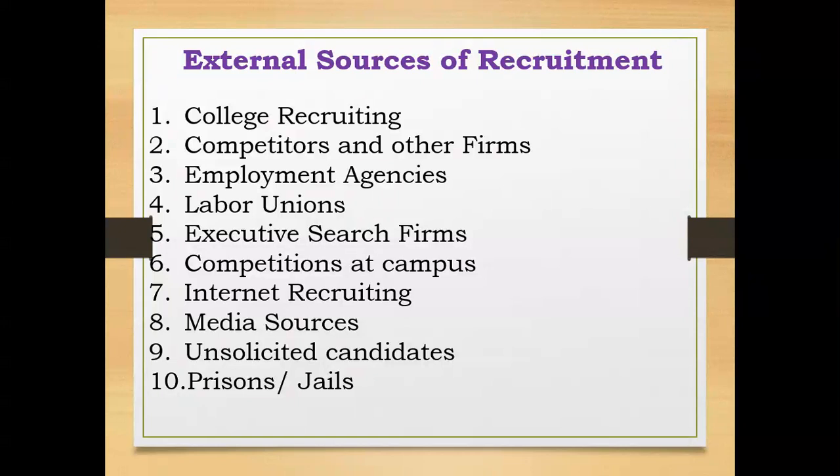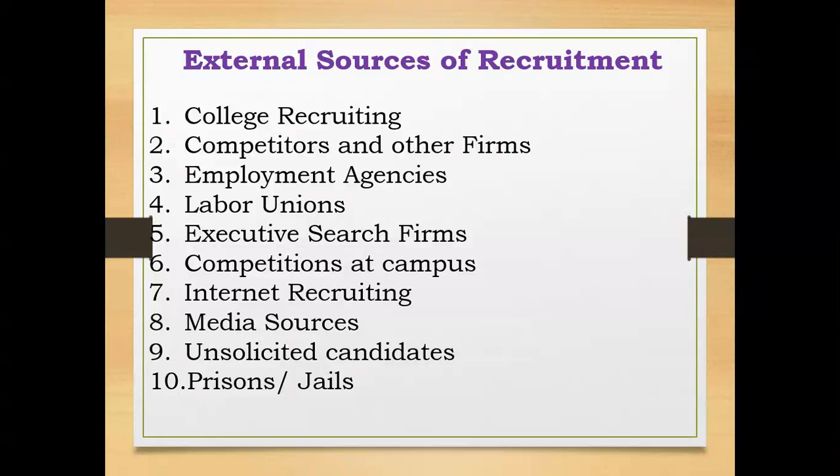The next one is competitors and other firms. Competitors and other firms in the industry or geographic area may be the most important source of recruits for positions in which recent experience is highly desired. So just for example, if one company is of a similar nature, they take people from those competitors in the industry and hire them in this organization with better payments, better salary and better perks. So competitor firms are also playing a major role in the external sources of recruitment.